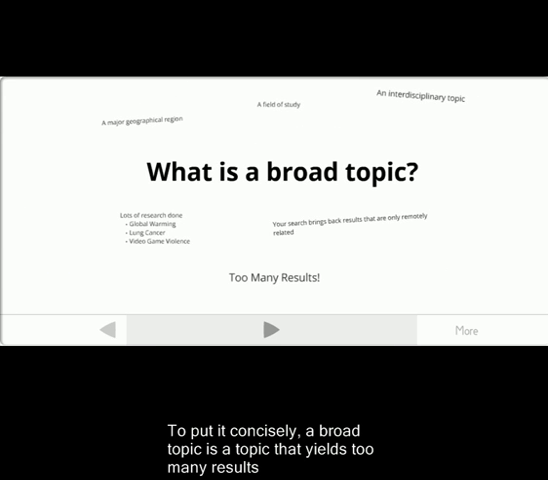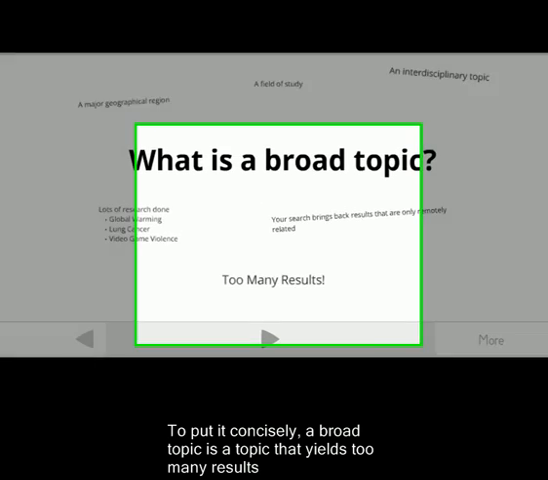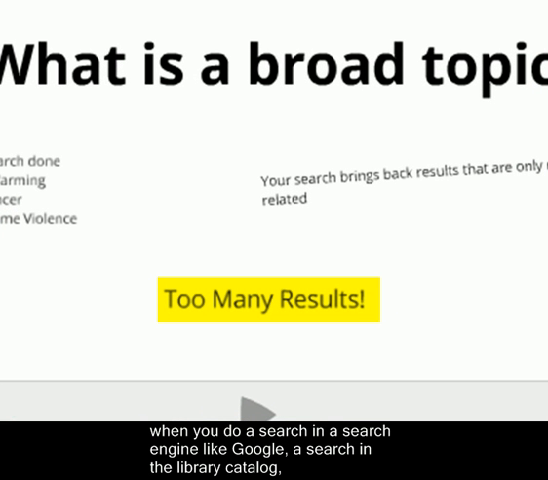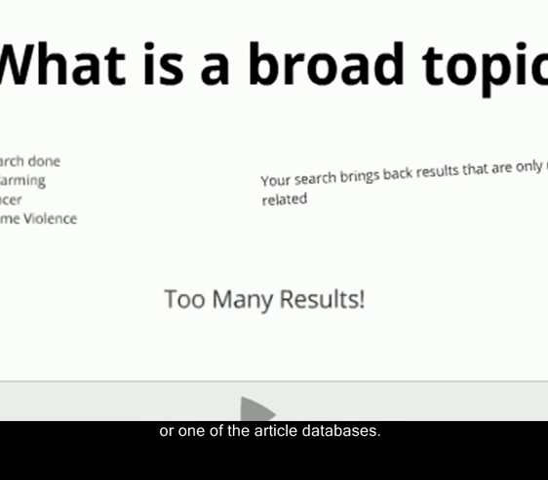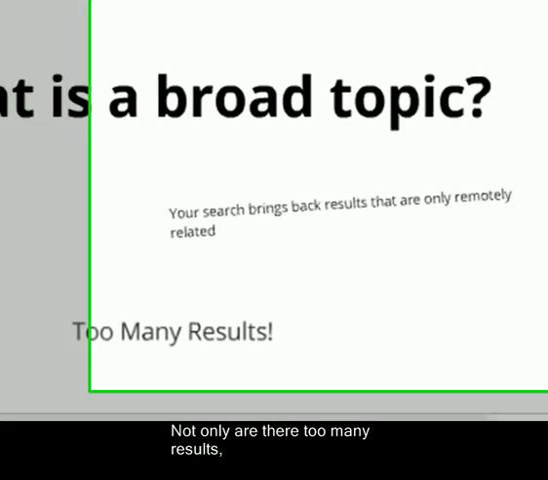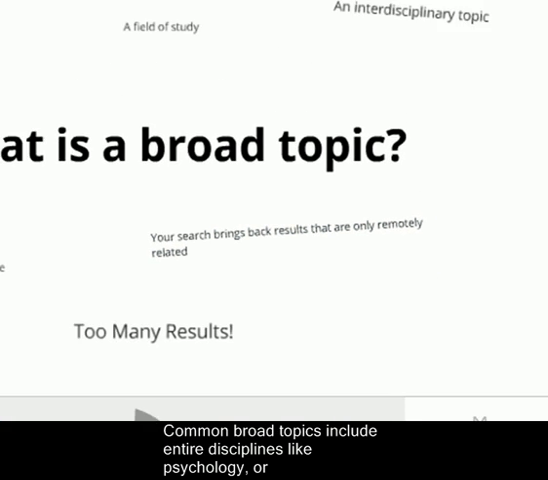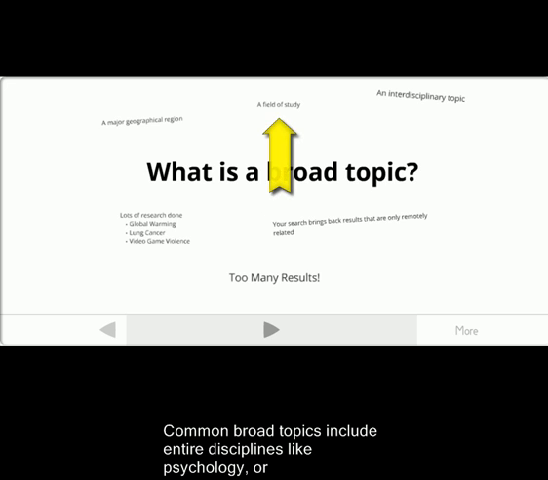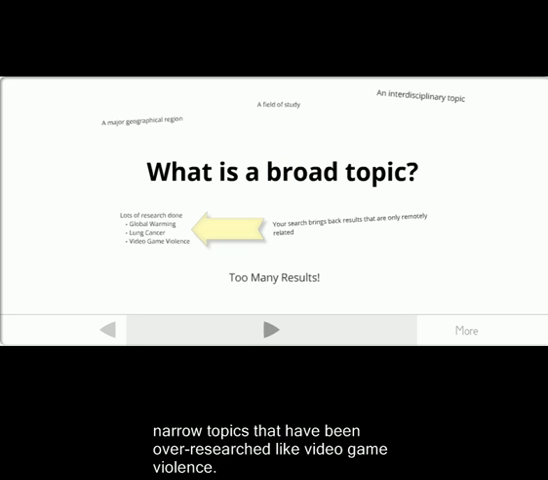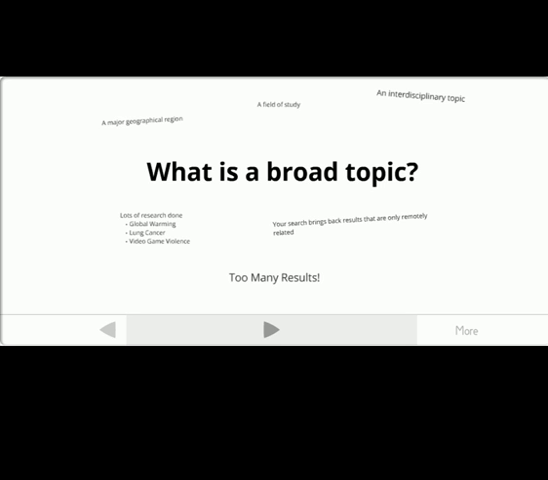To put it concisely, a broad topic is a topic that yields too many results when you do a search in a search engine like Google, search in a library catalog, or one of the article databases. Not only are there too many results, but the results are often only remotely related to each other. Common broad topics include entire disciplines, like psychology, or narrow topics that have been over-researched, like video game violence.